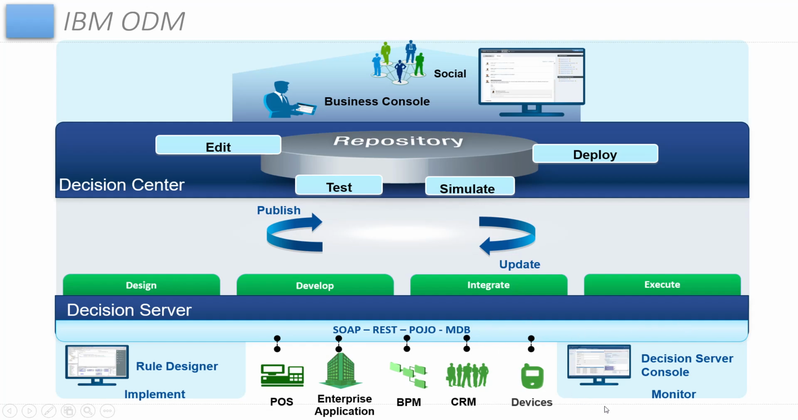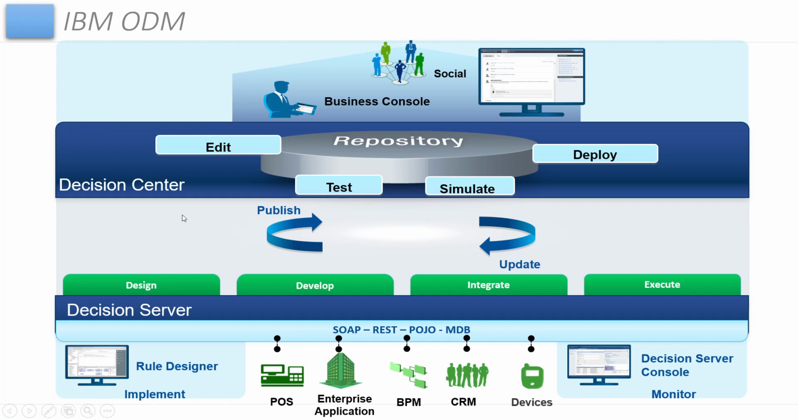Decision Server also contains a web application called Decision Server Console, and from this console we can monitor the rules engine's execution in order to get some statistics such as the maximum duration, minimum duration, average duration, and so on.